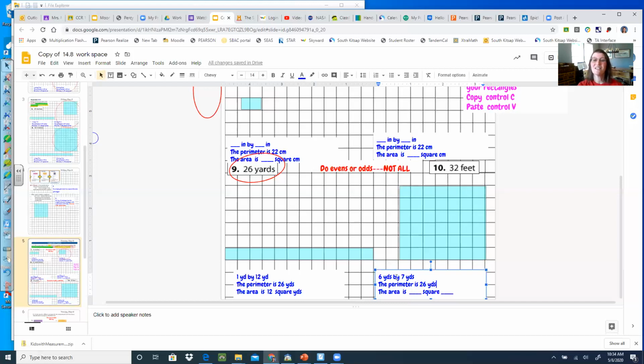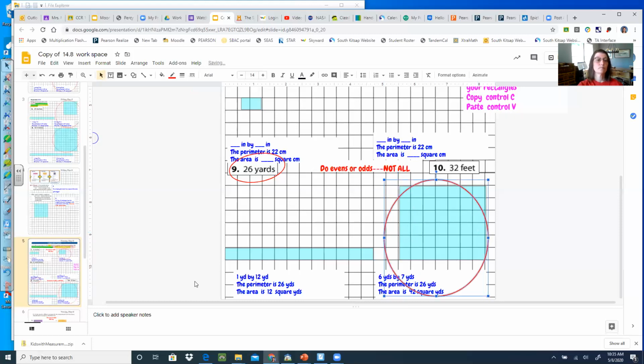Okay, now 6 times 7 is 42, and this was yards. There we go. Now, which one clearly has the bigger area, 12 or 42? Well, 42 is clearly way, way bigger. So I'm going to circle that guy.